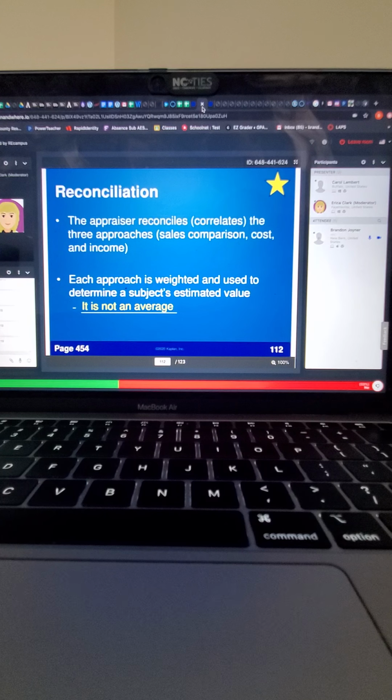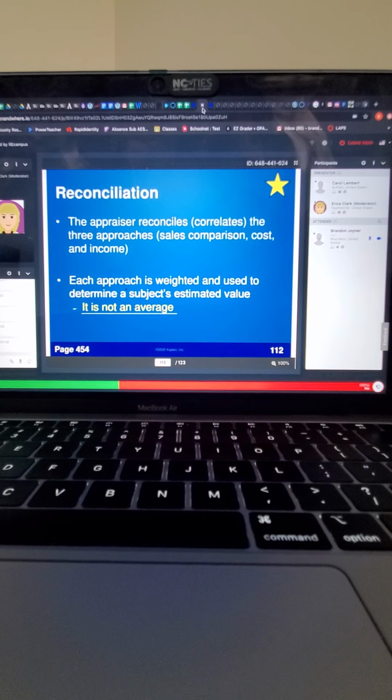And then if it was a shopping center or an apartment building, which approach would he use? Income. Income, right. He used the income capitalization approach. Now, he will look at those appraisals and those 3 different approaches and say, okay, this is the best one for this type property. And he'll determine the value based on that.